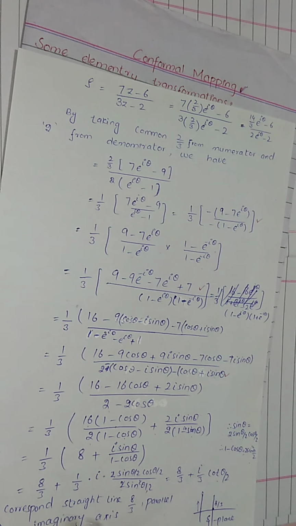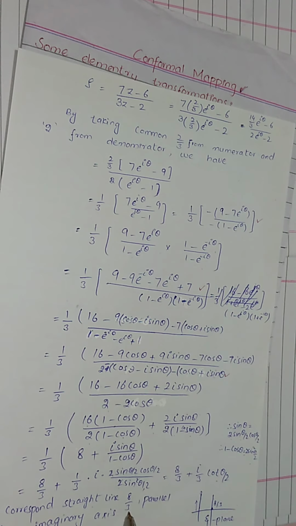So we can see that this corresponds to a straight line, 8 by 3, parallel to the imaginary axis.